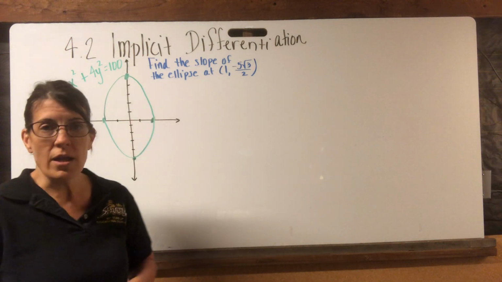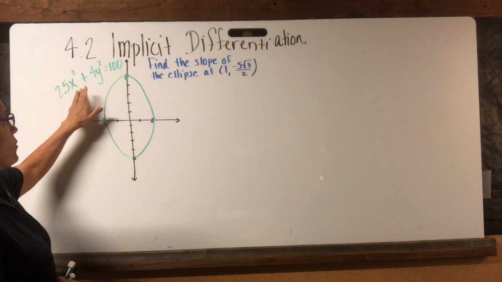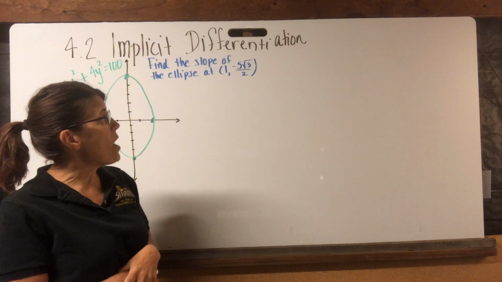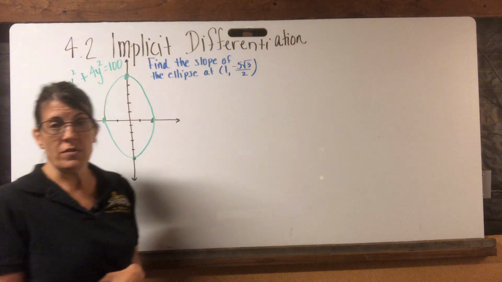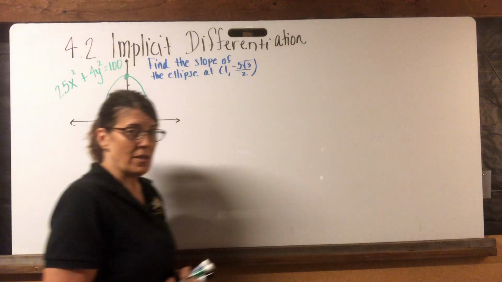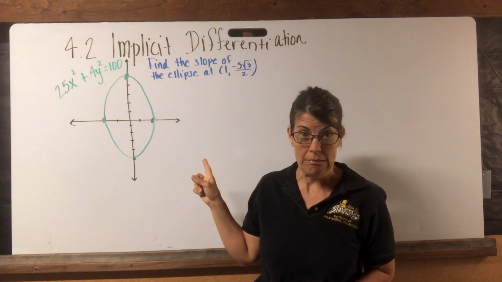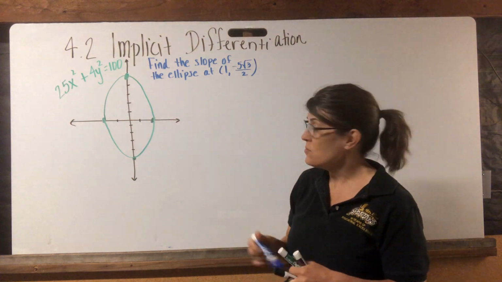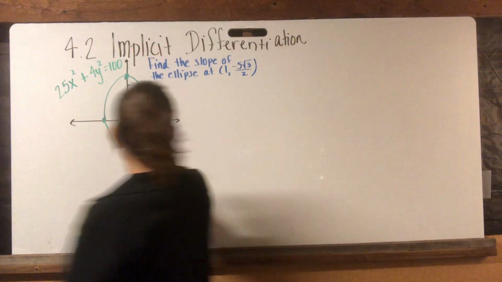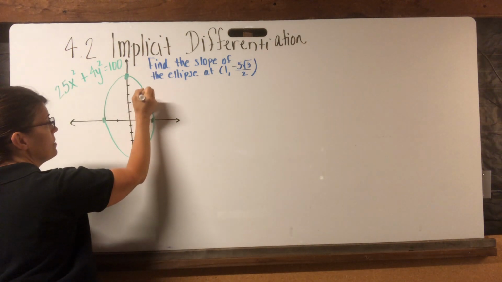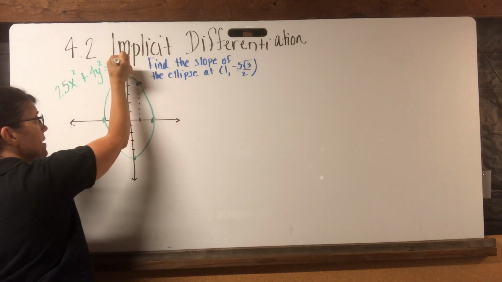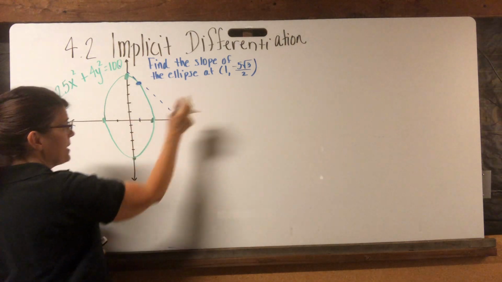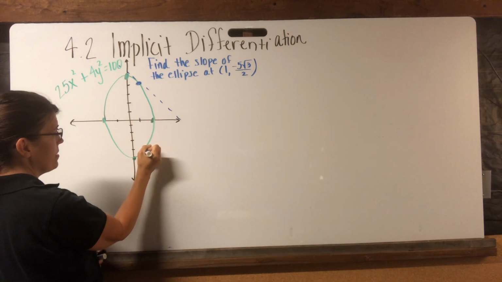Okay, so I've pre-drawn this ellipse, 25x squared plus 4y squared equals 100. And I want you to find the slope of the ellipse at 1, negative 5 root 3 over 2. Well, this is kind of a loaded question because first of all, this isn't even a function. If you look at just the point where x is 1, there are two tangent lines. X is 1, it could be up here, and there's your tangent line.